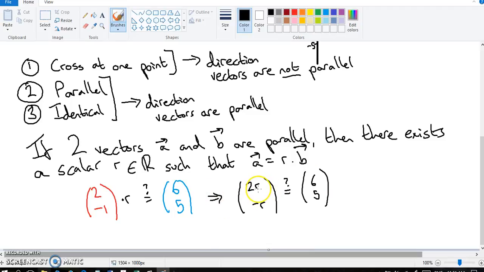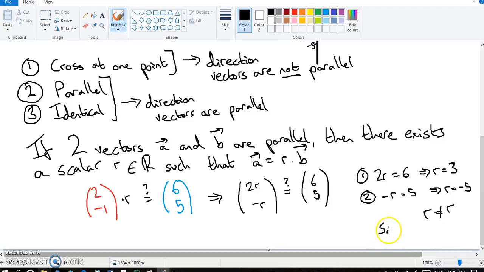If we compare the top line, that says 2r is equal to 6, which means that r would be 3. And the bottom line says minus r is equal to 5, which means that r is equal to -5. So r does not equal r, so no r exists. So 1 must be true. And by 1 here, I mean this one, that the two lines cross at one point.